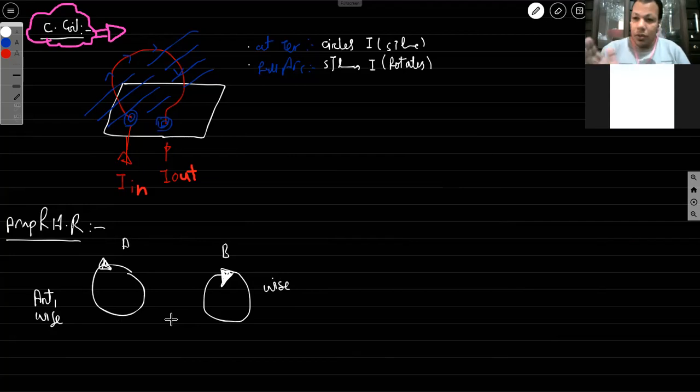So let's use Ampere's right hand rule for the rotation here. For case A, the current was rotated anti-clockwise, so your thumb is directed out of the page. Out of the page means it will be a dot. While here for clockwise, your thumb is directed into the page.